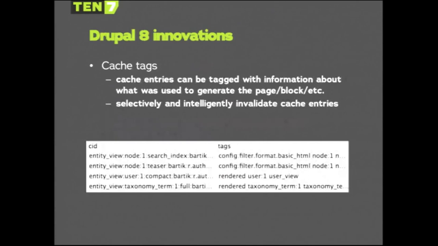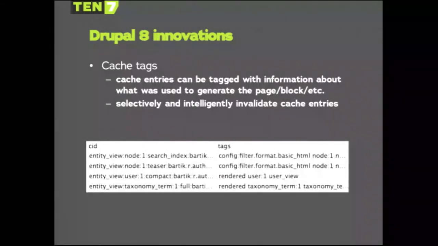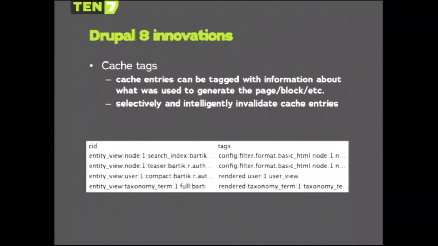So Drupal 8, there are a few quick things that Drupal 8 is going to have out of the box, which is going to solve some of the problems that we have in Drupal 7. One really great thing is this idea called cache tags. The idea is that entries in the cache can be tagged with information about what nodes, what contexts were used in the course of creating that entry.